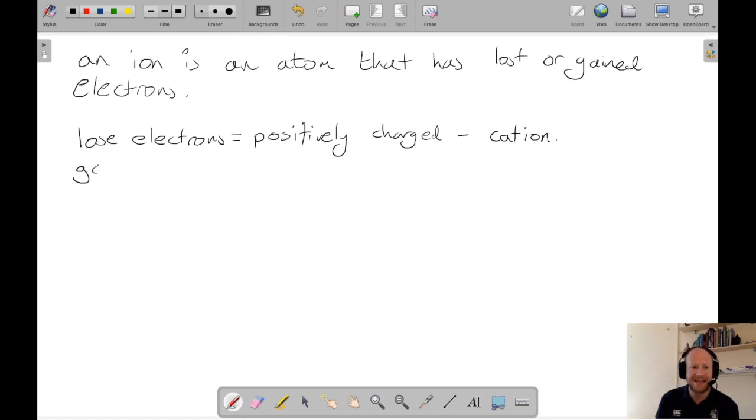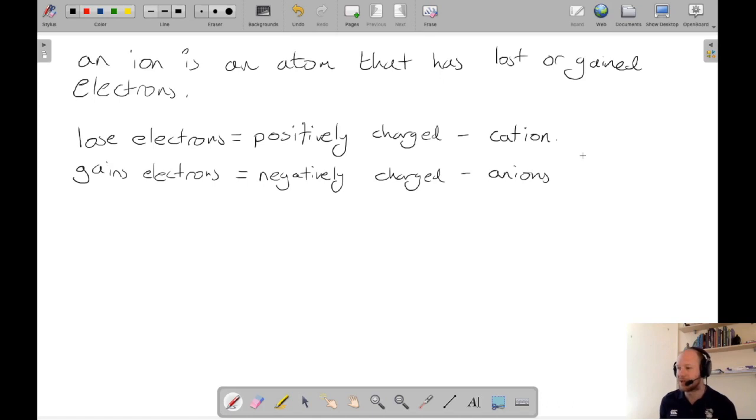And if it gains electrons, then that's going to become negatively charged. And we call these anions. And again, you'll need to remember those names. We use negative ion and anion interchangeably, and the same with cation and positive ion. Okay, so now that we know what these are, let's look at how they're made.